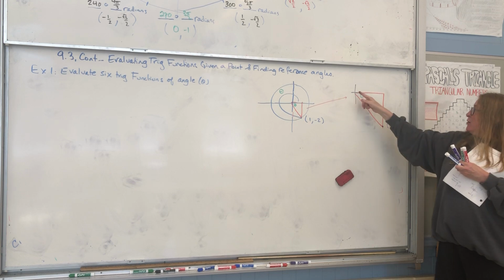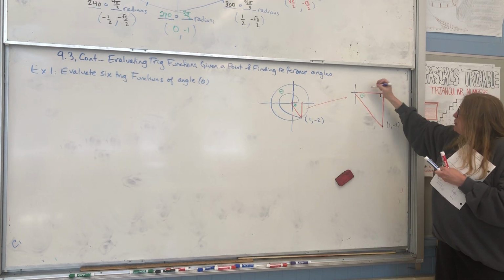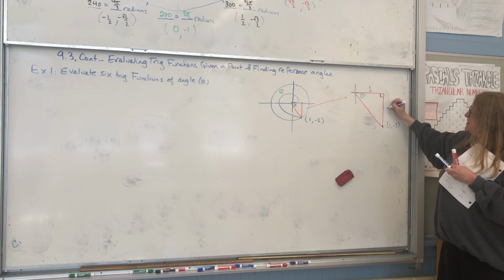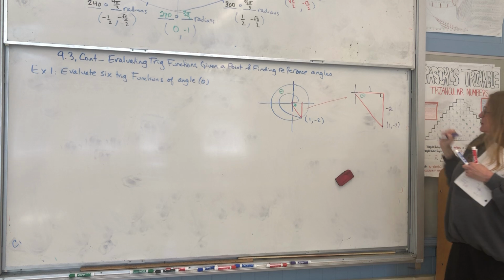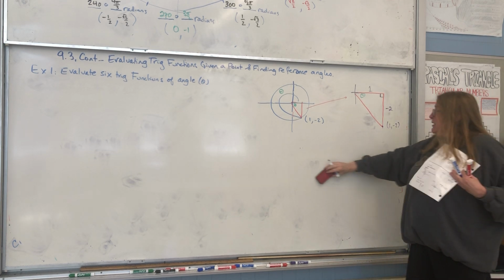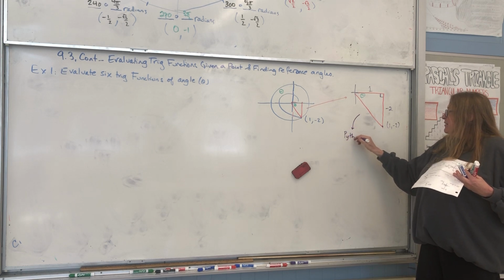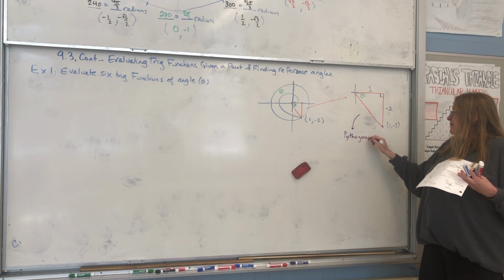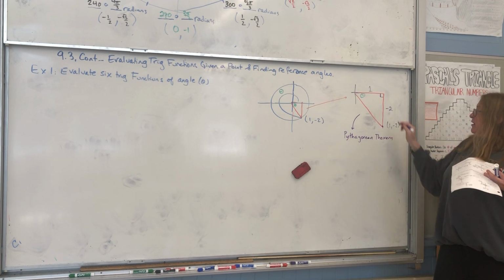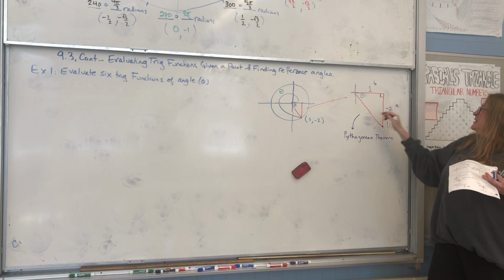If I've gone over positive 1, and I've gone down -2. Now, unfortunately, this isn't one of our special right triangles, so the only way to find this third side is to use the Pythagorean theorem. So I call this B, this A, and this C.